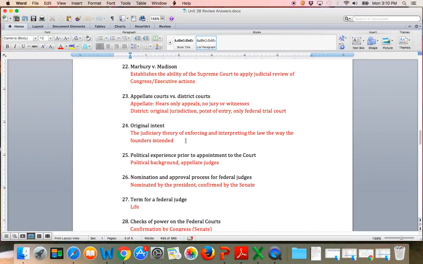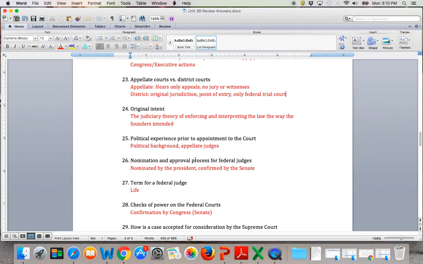Original intent. This is the theory of enforcing and interpreting the law the way the founders intended, so word for word what the Constitution said. Political experience prior to appointment to the court: judges usually are appellate judges. A lot of times they do have some type of political science background. They most likely are lawyers as well.